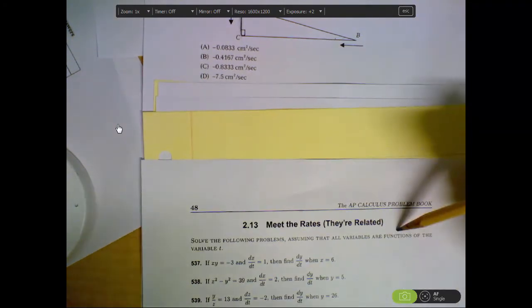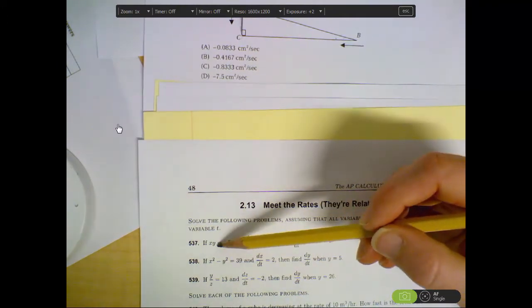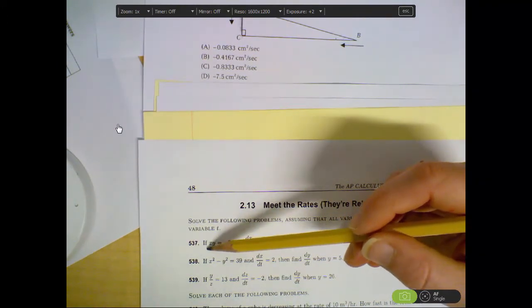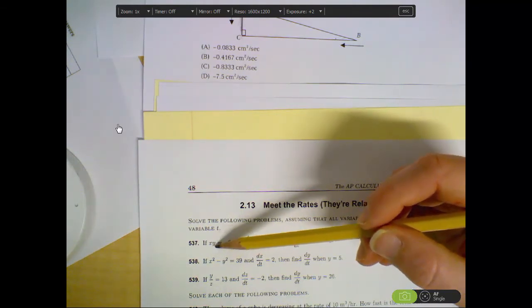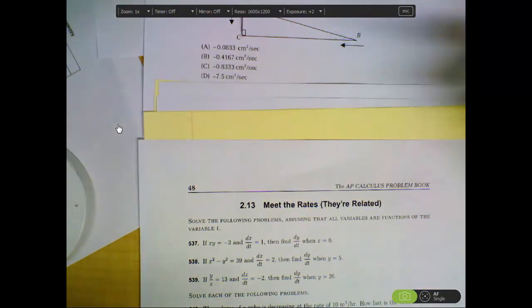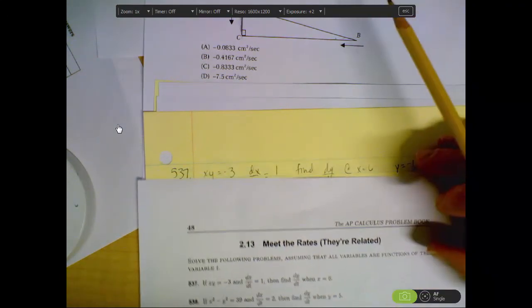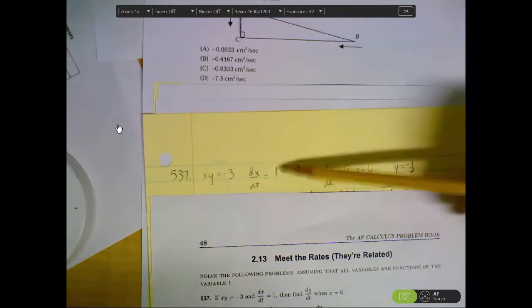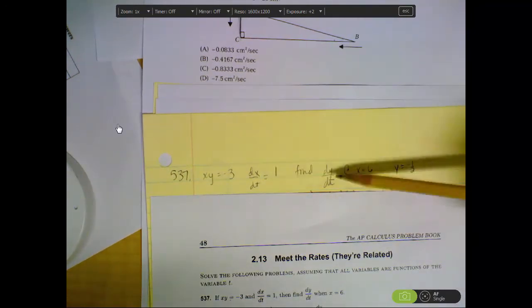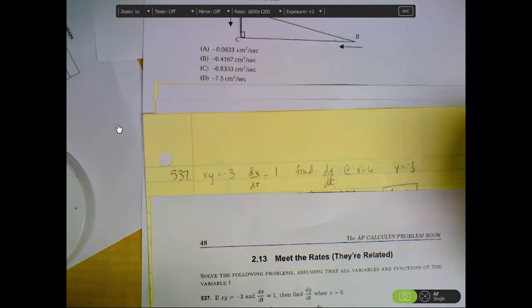So assume all variables are functions of variable t. Now normally we've been deriving with y being a function of x, but now we're saying x is its own function and y is its own function with respect to t. So when you take the derivative of both sides, this is what you know. You know dx/dt equals 1. Find dy/dt when x is 6. So we're finding a rate of change at a particular moment in time.